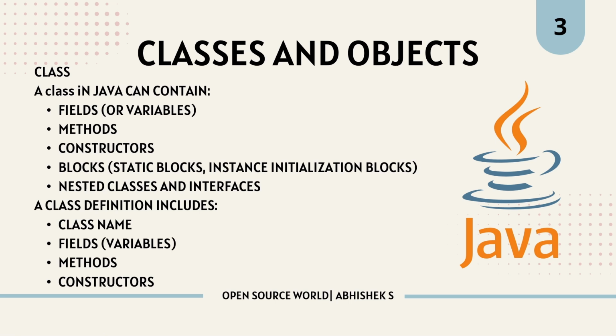Once again, I will explain, nothing wrong in that. And also the constructor, we'll see that it's a special method. And blocks, static blocks and initialization blocks, you'll see that. Nested classes and interfaces: I will cover interfaces in a different video, and at that time we'll try to cover nested classes also. In this video we'll see about class definition, how the class name is included, and the fields, what variables are, what methods and constructors are, etc.